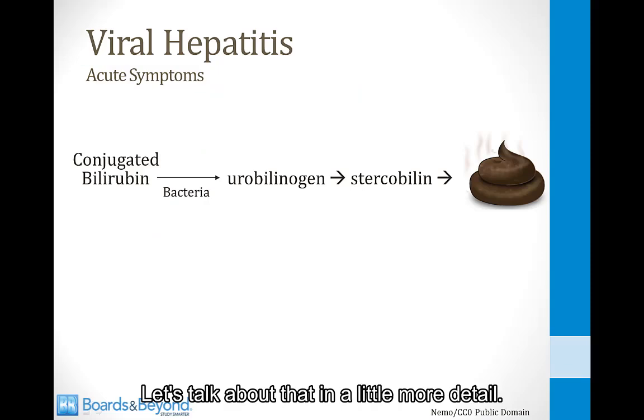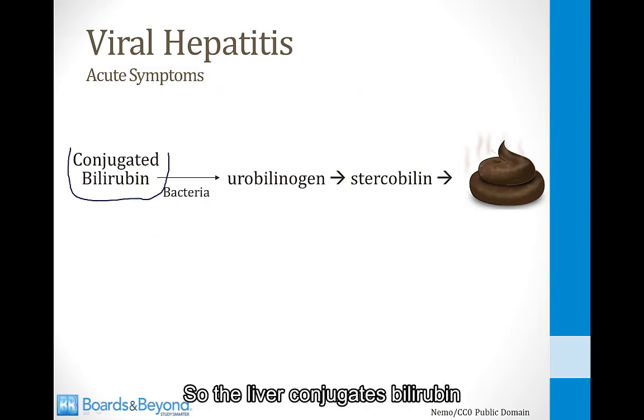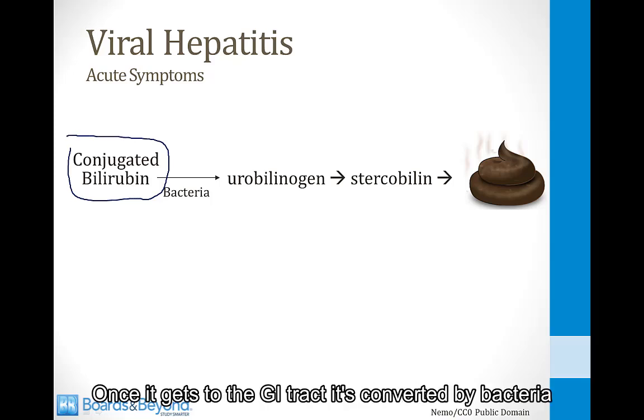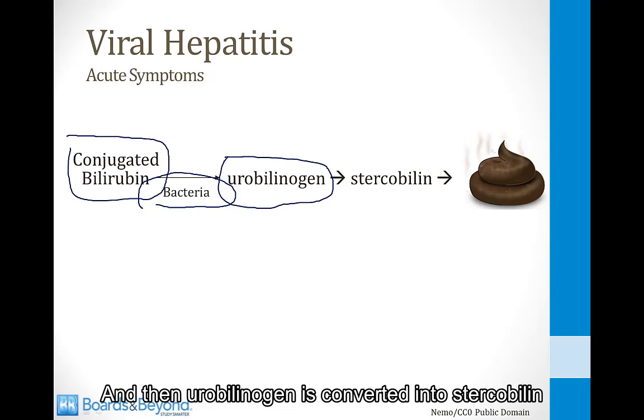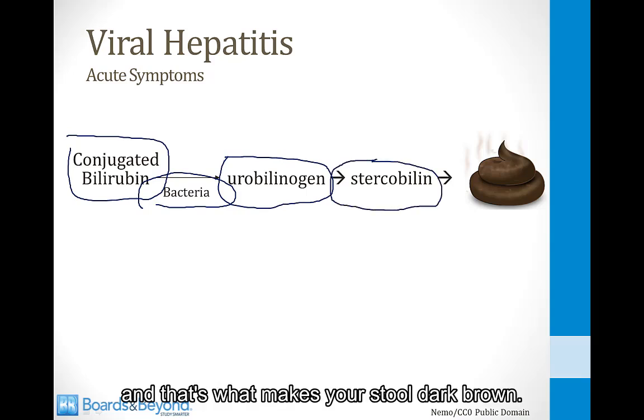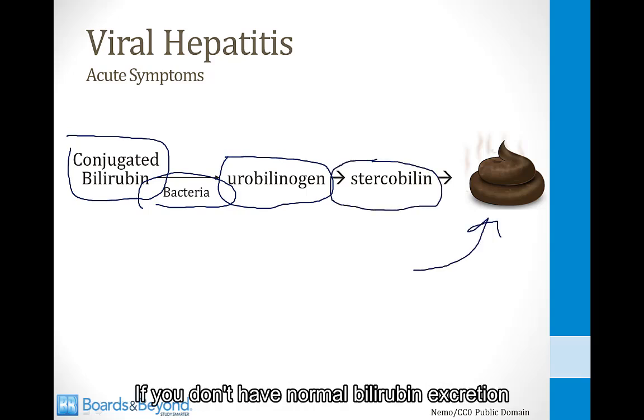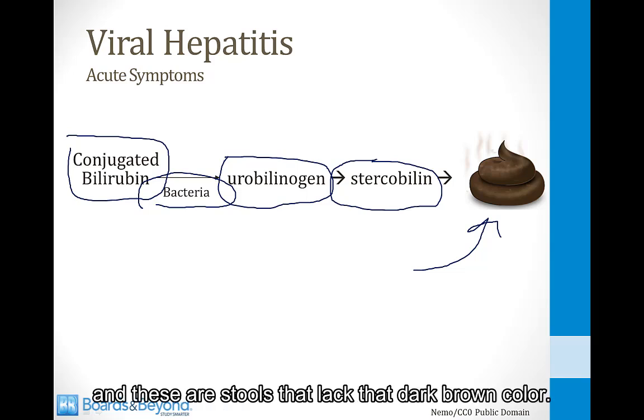Let's talk about that in a little more detail. So the liver conjugates bilirubin and excretes it in the bile. Once it gets to the GI tract, it's converted by bacteria into a substance called urobilinogen, and then urobilinogen is converted into stercobilin, and that's what makes your stool dark brown. If you don't have normal bilirubin excretion from acute viral hepatitis, you will have clay-colored stools, and these are stools that lack that dark brown color.